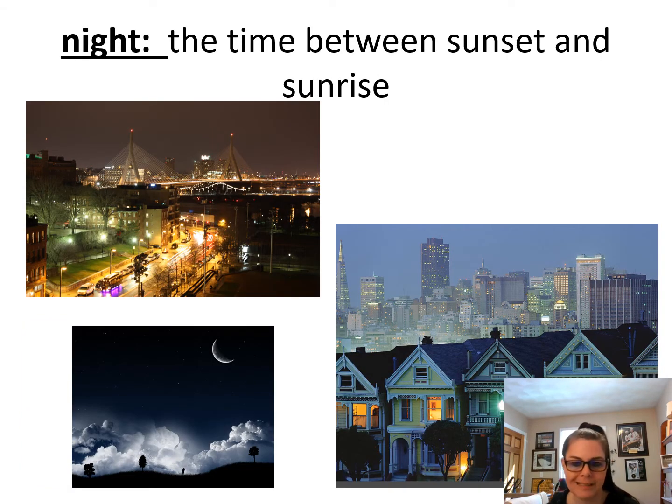Our next vocabulary word is night. Everybody say night. Night is the time when the sky is dark. It's between sunset and sunrise. So when the sun goes down and the sky is dark and you can usually see the moon, it is the nighttime. That's usually when we eat dinner and when we go to bed and sleep because it's dark out.